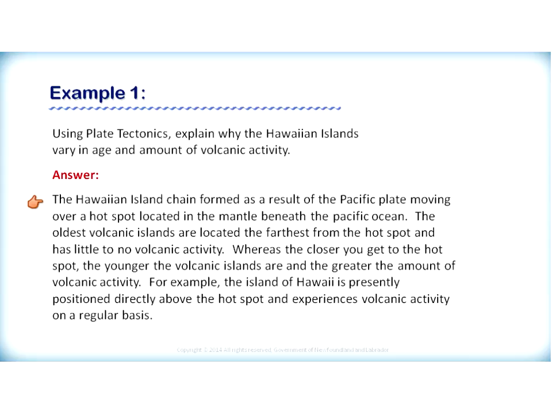The oldest volcanic islands are located farthest from the hotspot and have little to no volcanic activity, whereas the closer you get to the hotspot, the younger the volcanic islands are, and the greater the amount of volcanic activity. For example, the island of Hawaii is presently positioned directly over the hotspot and experiences volcanic activity on a regular basis, and this is evident in the eruptions that occur on a regular basis from Kilauea, the active volcano on the island of Hawaii.